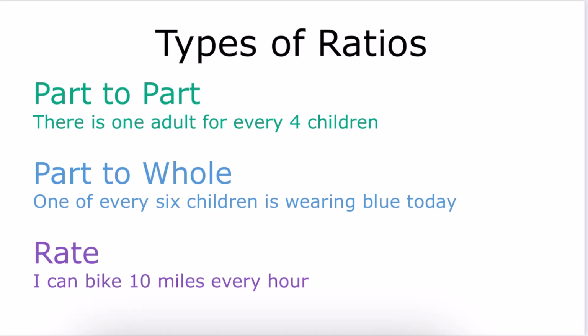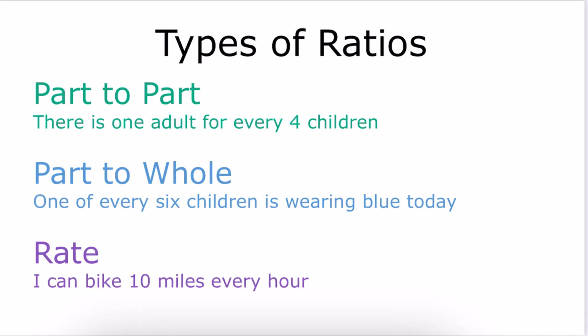The first one is a part-to-part ratio. An example of this would be saying that there's one adult for every four children. The reason this is called a part-to-part ratio is because if you had a whole group of people, some of them would be adults, some of them would be children. In this case, we're comparing the multiplicative relationship between the number of adults and the number of children. So we're comparing the two parts of the entire group.